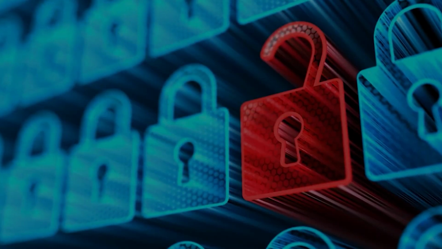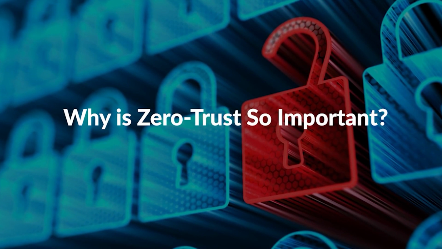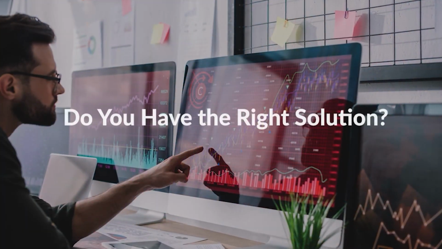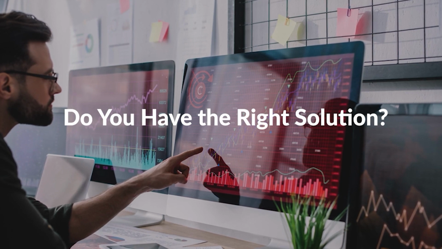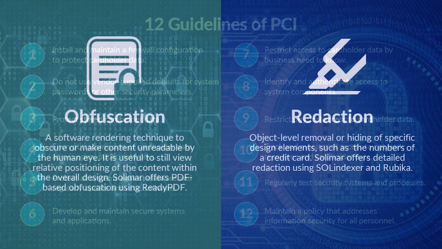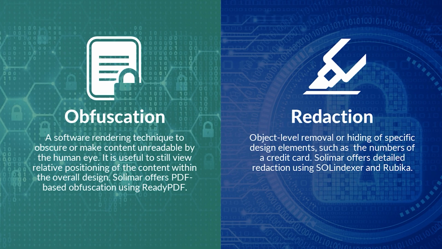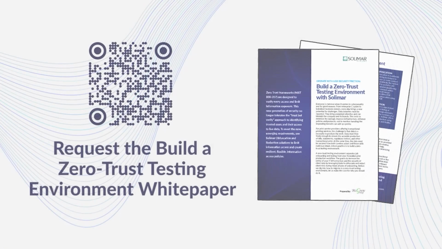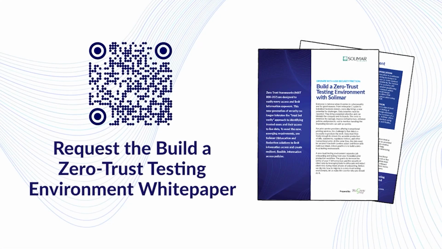What we explore in this video is why it's so important to your business process and how having the right software solution is going to enable you to meet all of your audit requirements around zero trust tests, making sure that you're hitting all your security requirements, and also give you some confidence when it comes to knowing that files that are moving through your system are as protected as possible. We're going to focus on obfuscation and redaction at two of the Solimar solutions. And we're also going to talk about some of the data behind the level of attacks that are currently happening that make a zero trust test environment so important to you.